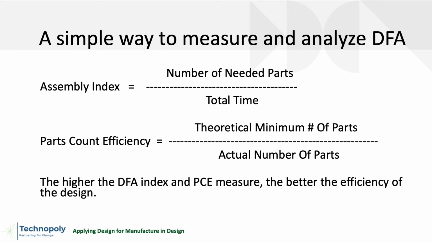In order to establish a measure by which you can evaluate the efficiency or the effectiveness of your design, we introduced two basic measures. The first one is called an assembly index, which is simply a ratio of the total parts needed over the total time that's needed to assemble the parts. The second type of indicator is what we call parts count efficiency. And this is where we now have a theoretical minimum number of parts, which is the target ideal, over the actual parts that you have.